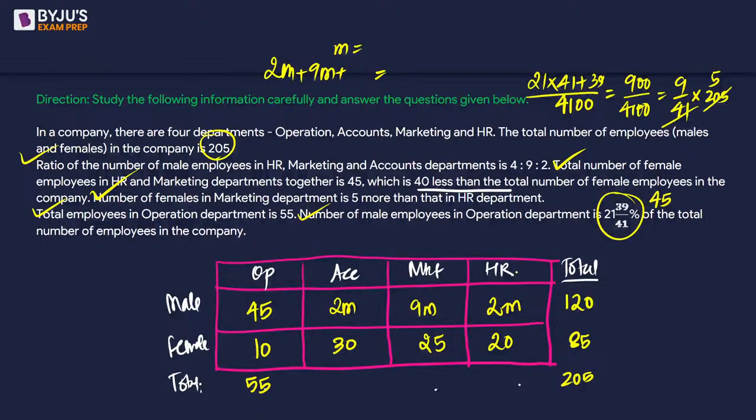So we have 2m, 9m and 4m, which is 15m is going to be 120. So m is going to be 8. No, 120 minus 45, which is 75. Sorry, such silly mistakes. So m is going to be 5, so that this becomes 10, this becomes 45, and this becomes 20. Total number of people in accounts department is 40, marketing is 70, HR is 40.